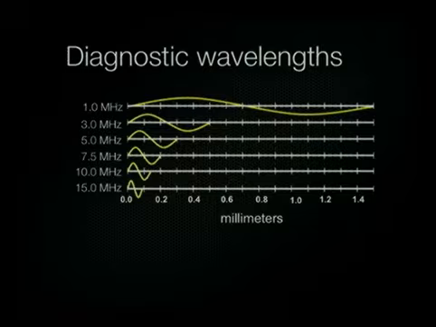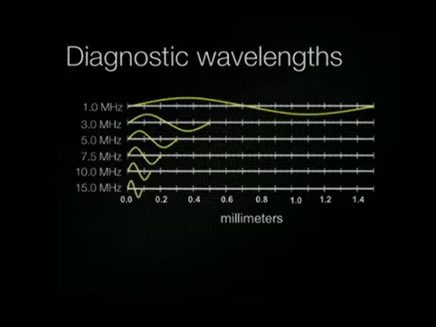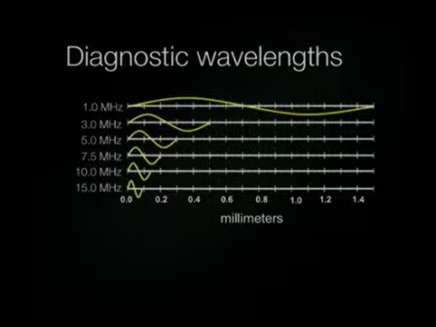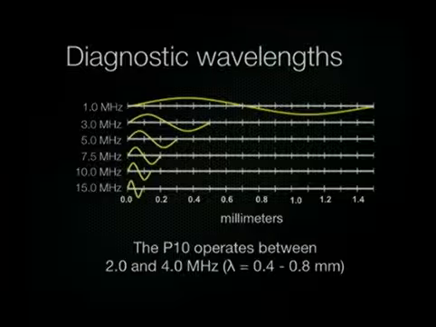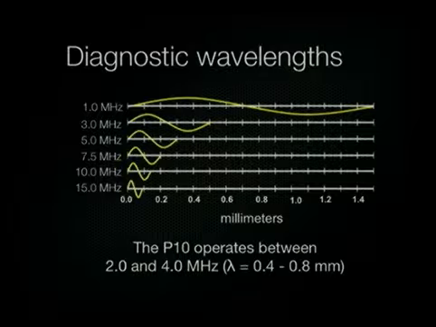Axial resolution is determined by the length of the ultrasound pulse, which typically consists of 2 to 3 wavelengths. Therefore, the pulses will become shorter as the frequency increases. The Acoustic P10 system operates at a frequency of between 2 and 4 megahertz. The corresponding wavelengths are between 0.4 and 0.8 millimeters.